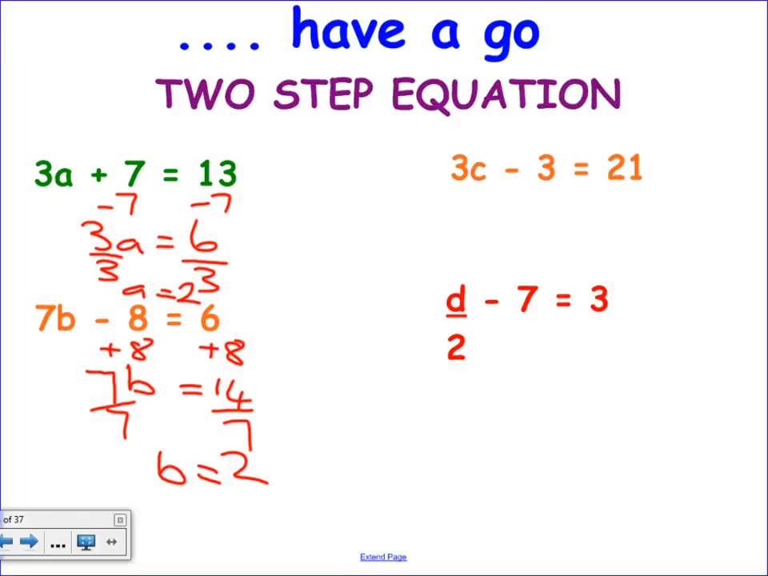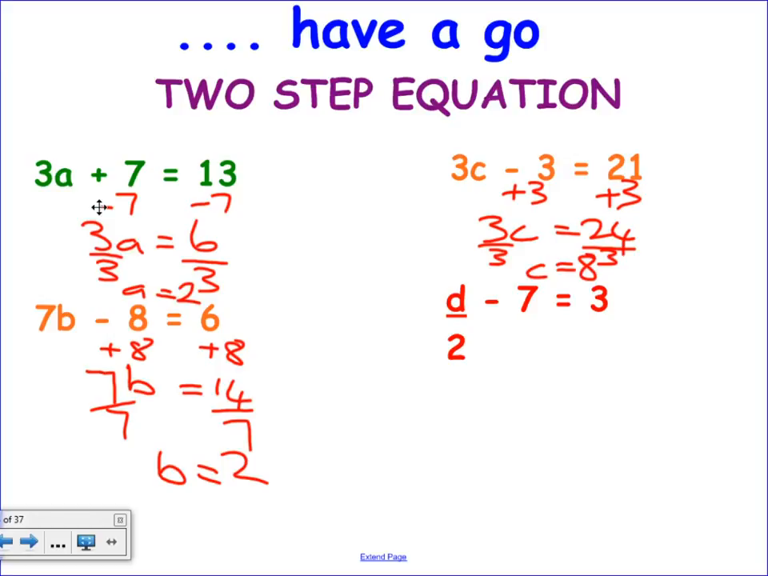Ali or Tyrese? Talk me through it. Plus 3. Yeah. Plus 3. Then you should have 3c equals 24. Good. And you divide 3c by 3, which should equal 8. Okay. So c equals 8 when you follow the process.